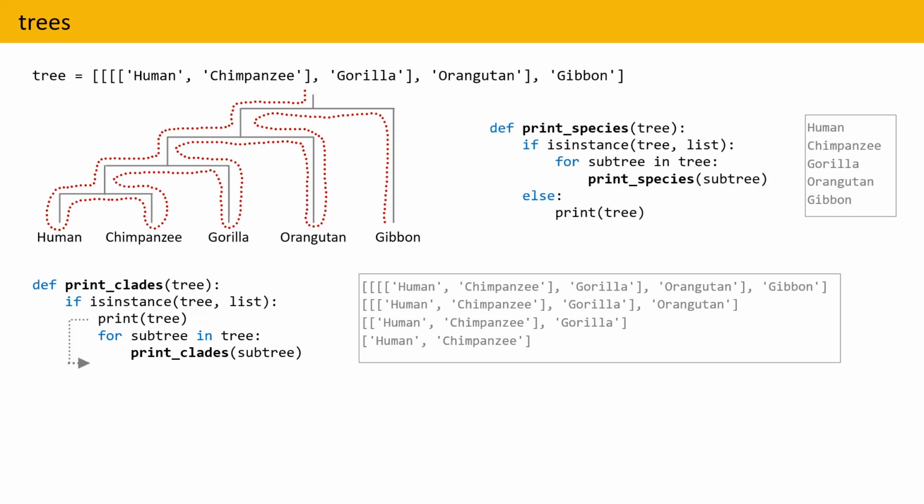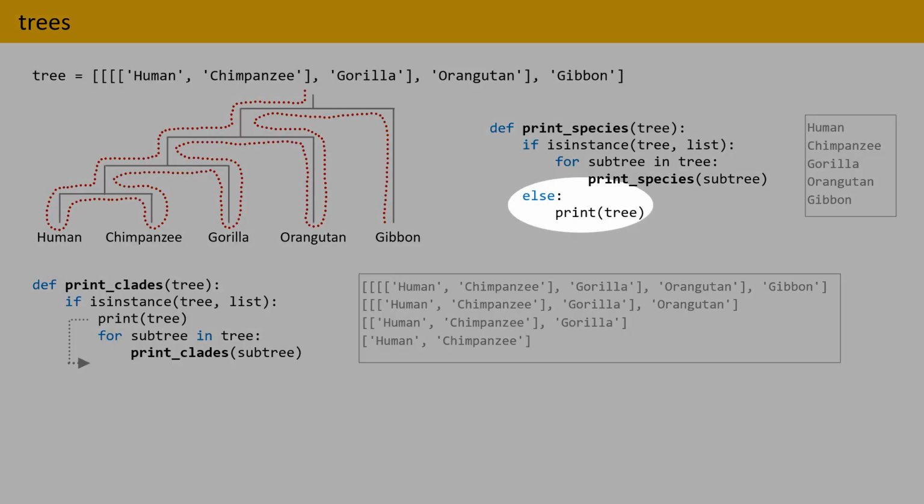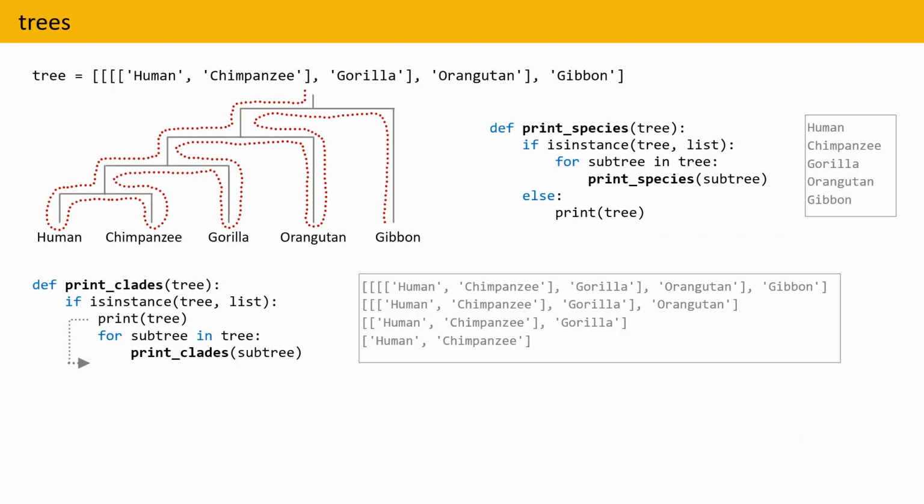The function print_species is almost identical to print_clades, with the only difference that the print statement now sits in an else branch, which means we are only printing if the tree is not a list, which means it has to be a string with a species name.